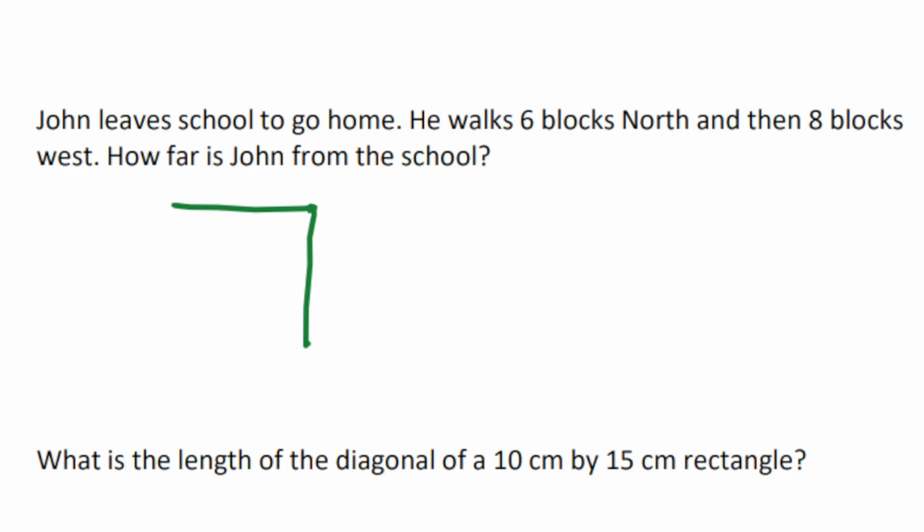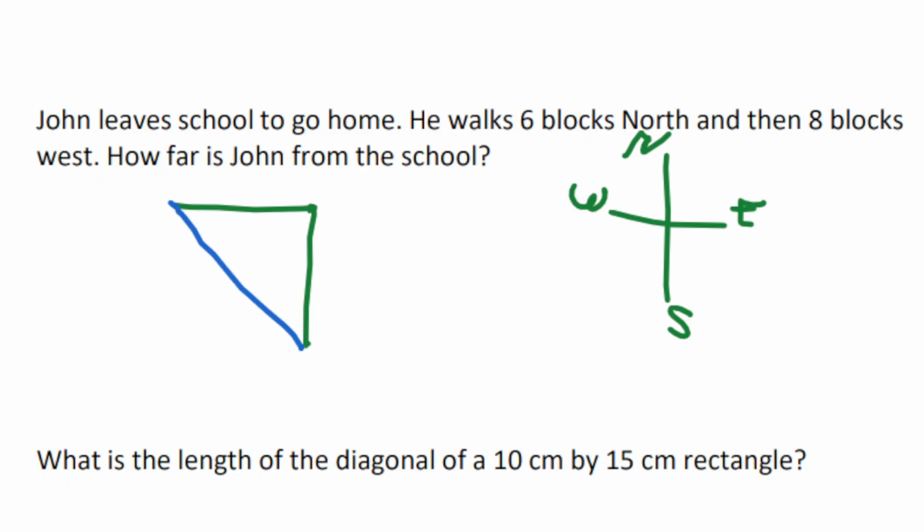You should know the directions. It's like this: north, east, south, and west. Okay? So this is north and that's west. And then the question says, how far is John from school? This is how far it is. Now let's write these numbers. So he goes 6 blocks north, and he goes 8 blocks here. So we need to find this.